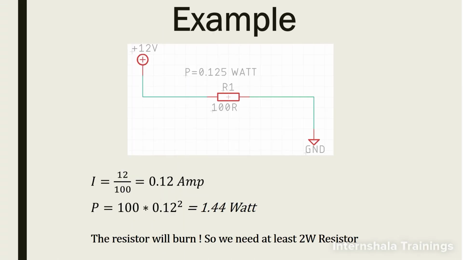If we have a 12 volt DC power source supplying a 100 ohm resistor with a power rating of 1/8 of a watt, can this resistor work in this circuit, or will it burst into flames? Using our beloved Ohm's law, we can see the current flow in this circuit is 0.12 amps, which means the power on the resistor will be 1.44 watts. Since this resistor is only 1/8 of a watt, it will be destroyed immediately, and we should use at least a 2 watt power rating resistor in this case.